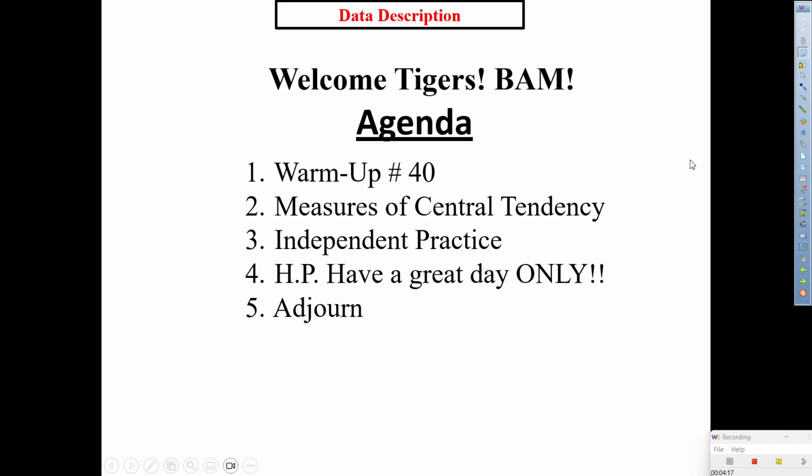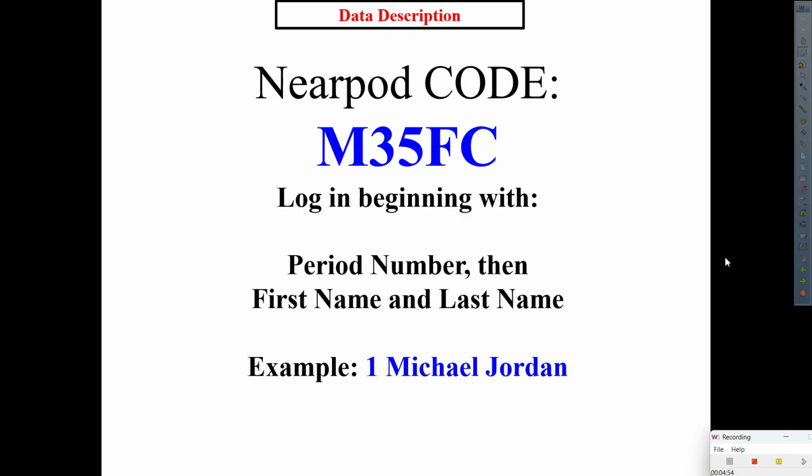All right, copy the agenda. Warm-up number 40 is done. We're in the middle of measures of central tendency. Today we're going to focus on independent practice. It's due at the end of the period, so some of you need to be locked in. And for the afternoon, I'm going to give you the afternoon off. How about them apples? Once you're done copying that, copy the code to access the independent practice in a little bit. M35FC. M35FC.